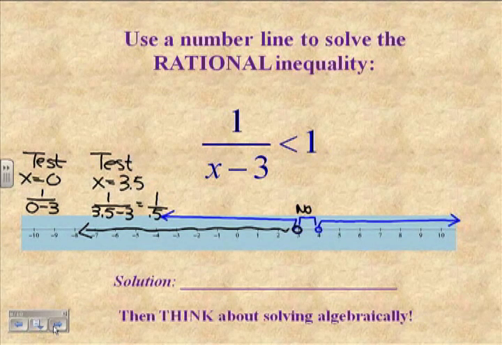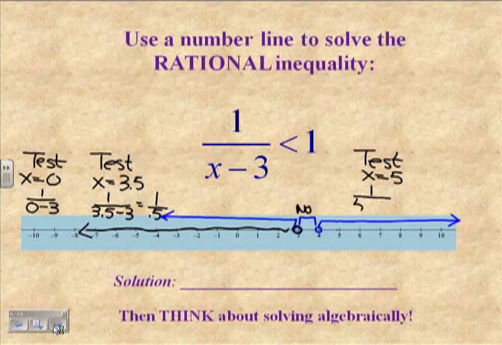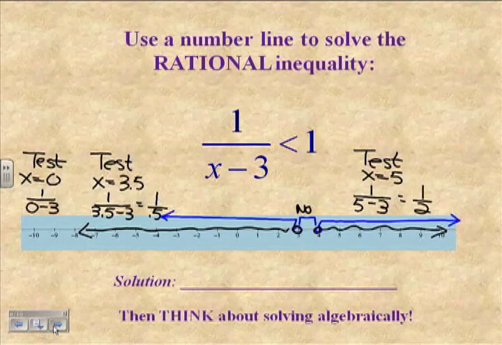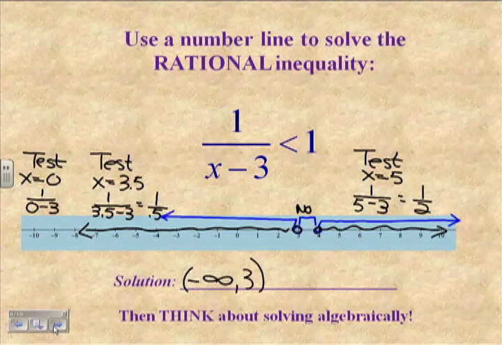We got one more section to test. Let's take the 5, okay, right there. So test x equals 5. So we have 1 over 5 minus 3. That is 1/2. Is that less than 1? Yeah. So we do want this entire interval. And so my solution, I can see on my number line, is negative infinity, that's over here on the left, up to 3, open interval, union open interval, 4 to infinity.